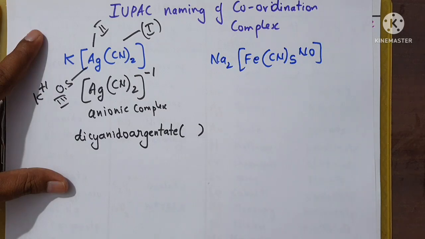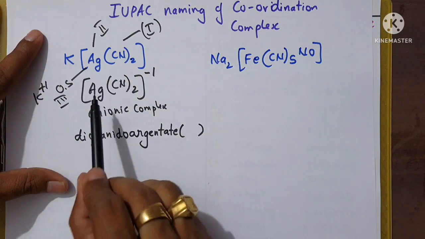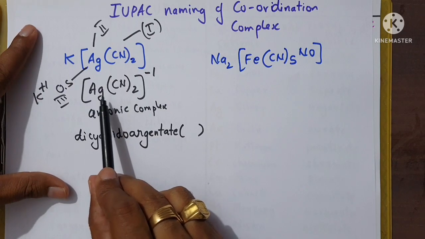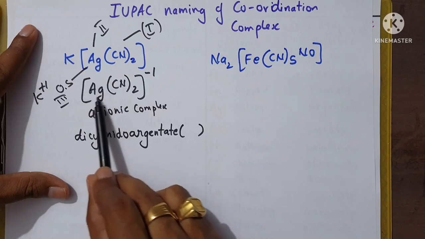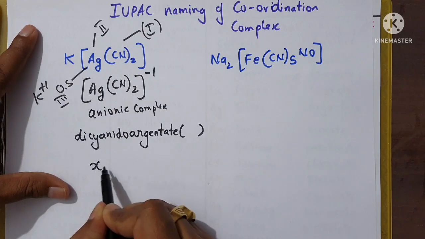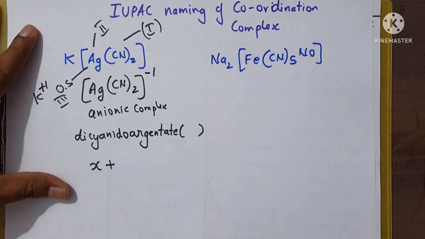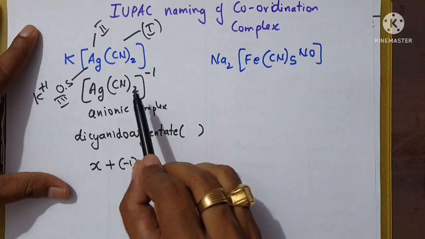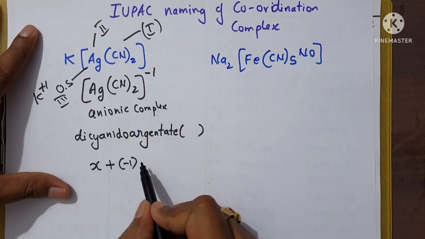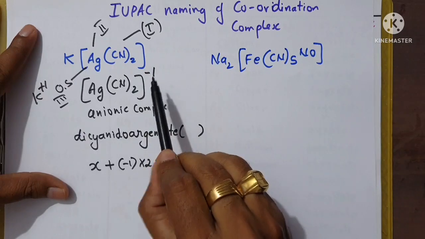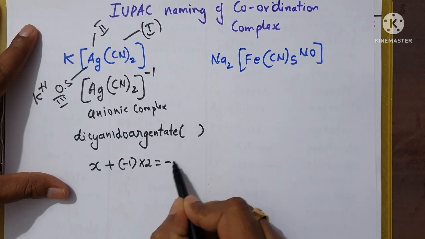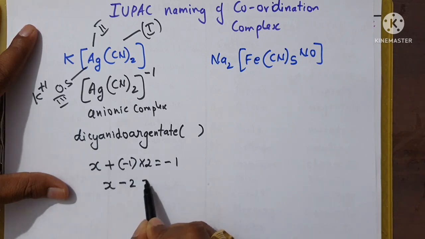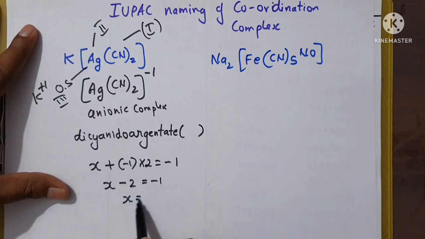Open the bracket. Then how to calculate the oxidation state? It's very important. You need to observe, children. Consider the central metal atom as X. Then the charge of one cyanide is -1. The total number of cyanide ligands are 2, so 2 into -1. What is the overall charge of the complex? It is -1. Therefore, X minus 2 is equal to -1, or X is equal to 1.